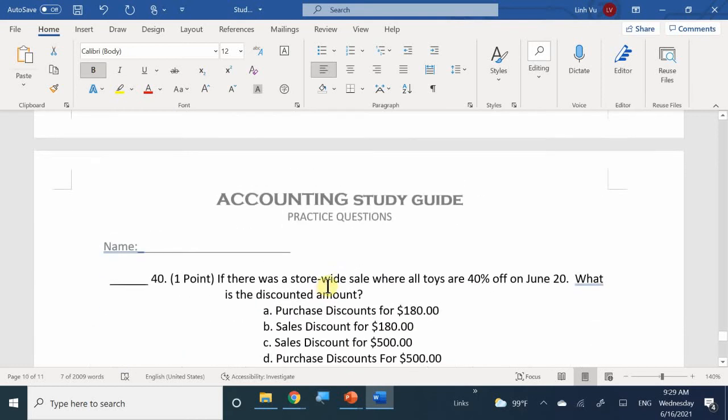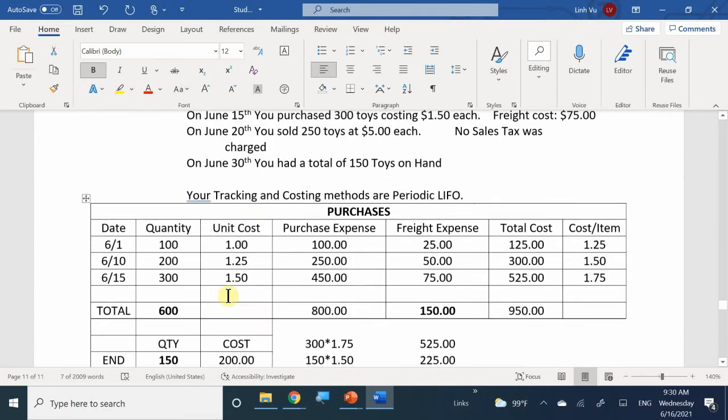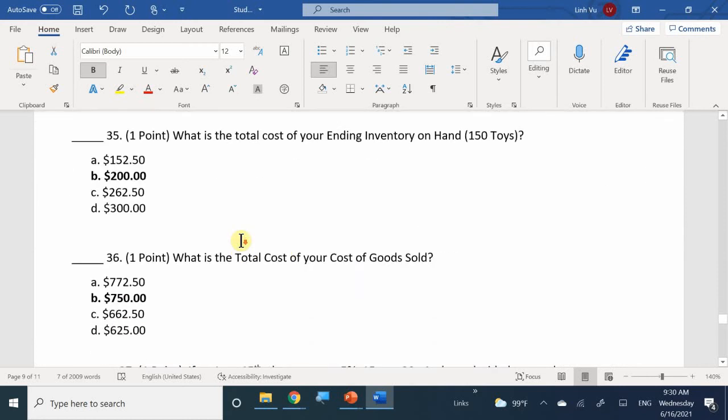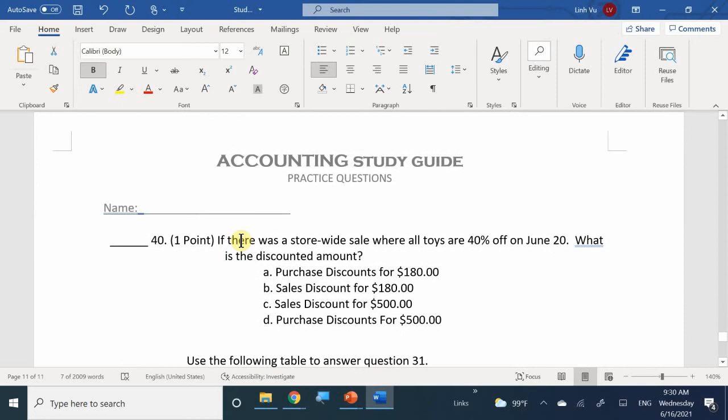Question number 40. If there was a store-wide sale where all toys are 40% off on June 20th, what is the discounted amount? Let's take a look at this. It's a continuation. On June 20th, I sold a total of 250 toys, no sales tax, at $5 each. If I had a store-wide discount, how much is going to be my discounted amount?